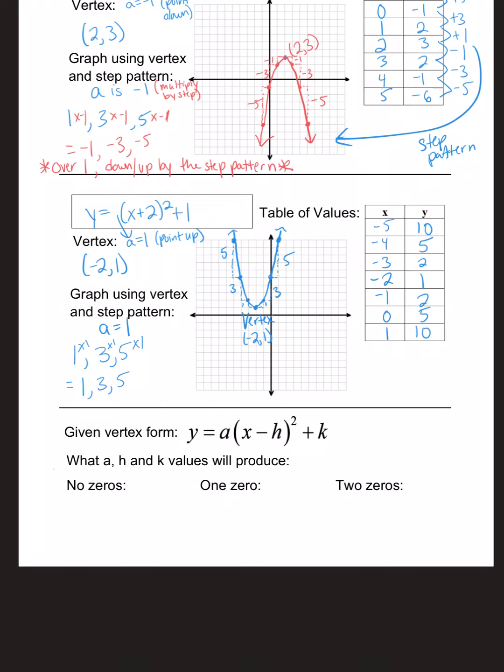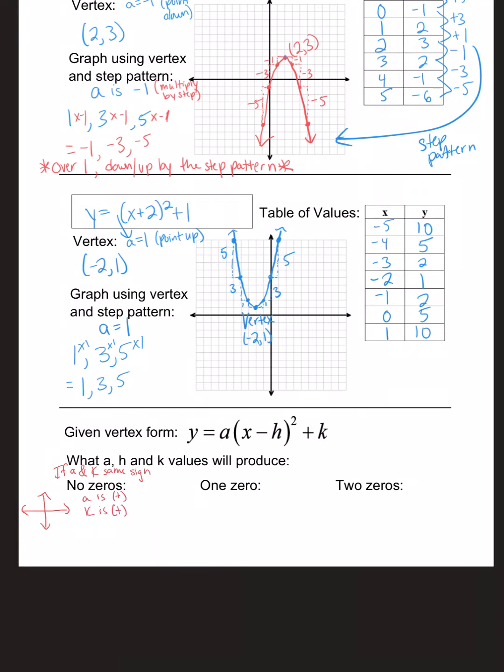So if a and k have the same sign, there's going to be no zeros. And we're going to do a little sketch here to show you what I mean. Okay, so let's say that a is positive and k is positive. So they have the same sign. They're both a positive number.